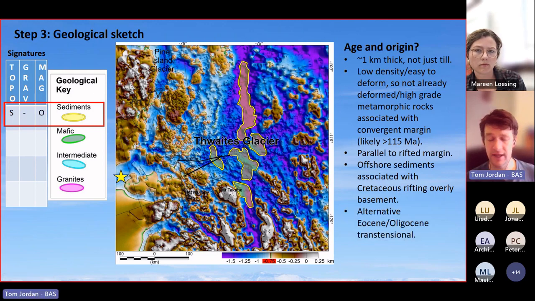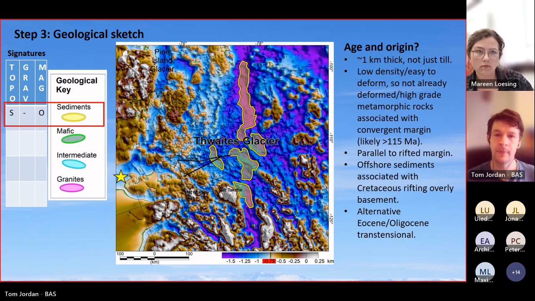An alternative is an Eocene, Oligocene, transtensional setting where the West Antarctic crust was moving east-west, but that's parallel to the basins, and that seems to be a little bit more of a complicated setting compared to just a simple extensional model. But it remains an option.